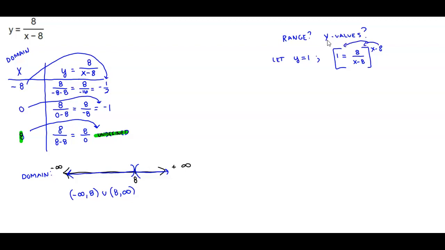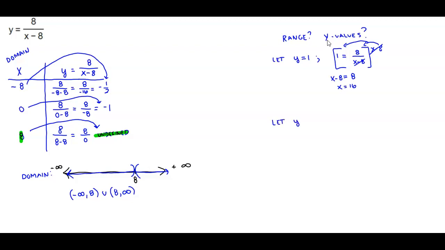terms. Well, x minus 8 times 1 is going to give us x minus 8. And then this x minus 8 divided by that x minus 8 is going to give us 8. Add 8 to both sides, and x is going to equal 16. So we can choose any number, but there is one particular number that we can't pick.